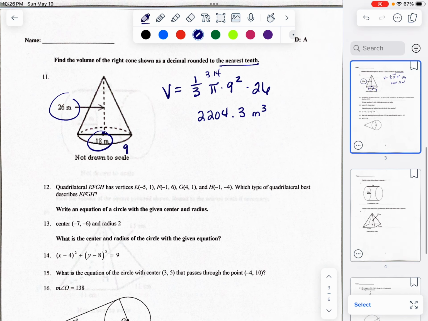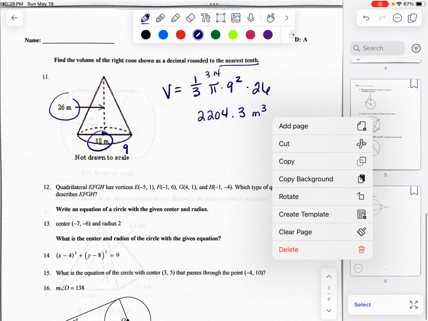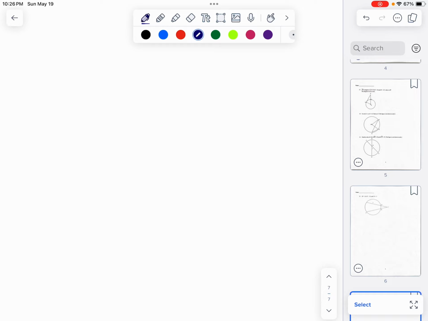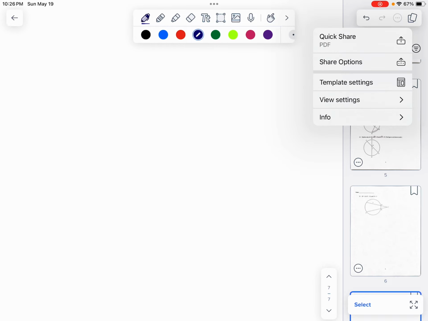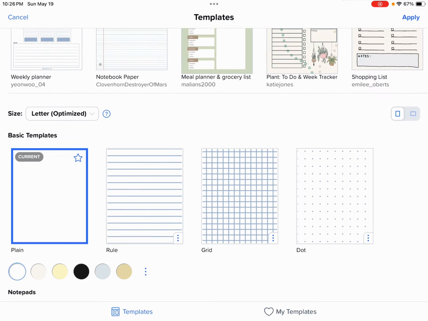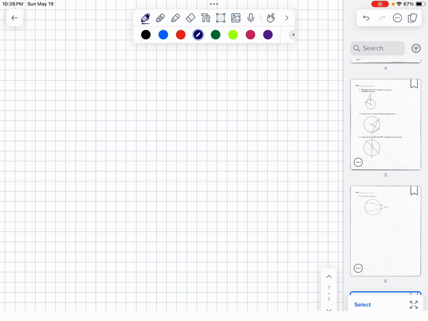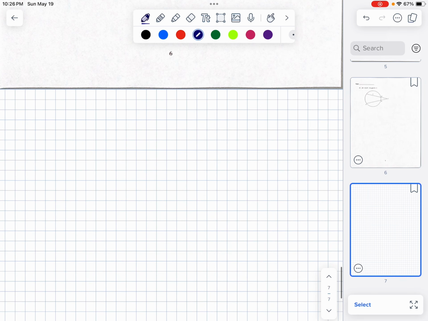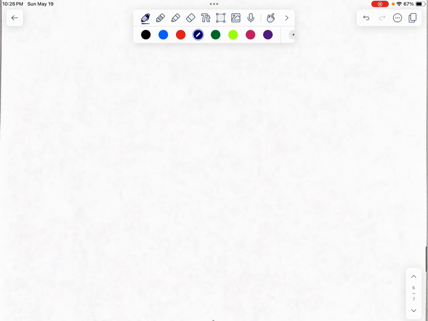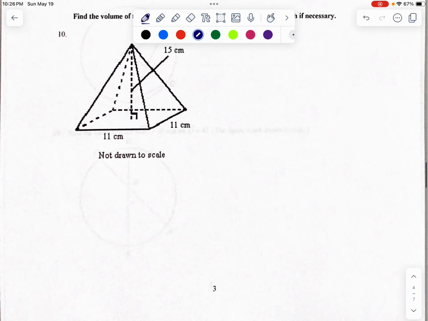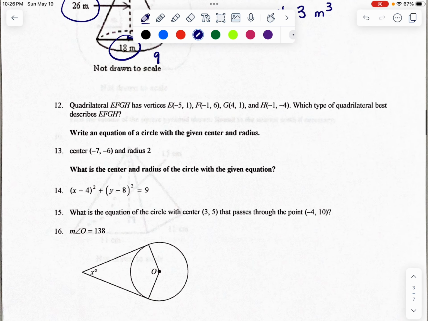All right, number 12, I need to graph this. Let me actually add a page down here and do some graph paper. Okay, so let's get rid of that. So it was number 12, is that right? Yes, okay.